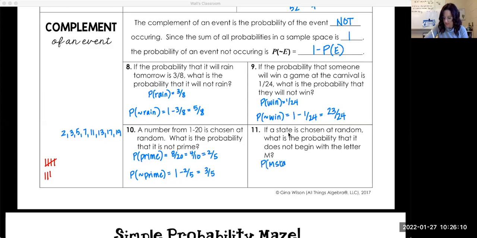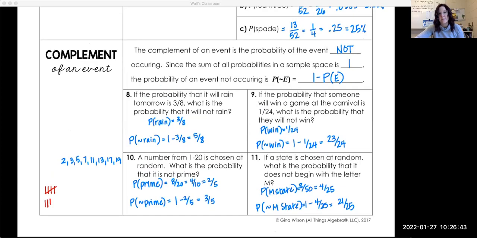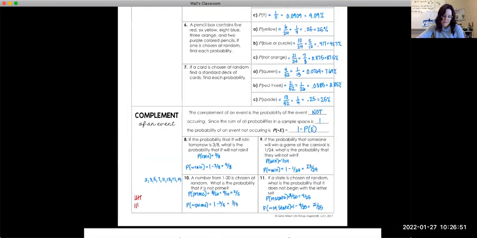So the probability of an M state is 8 out of 50, which reduces to 4 out of 25. So the probability that it is not an M state would be 1 minus 4 out of 25, which is 21 out of 25. That's how you can calculate the complement of an event by subtracting from 1. This is simple probability.